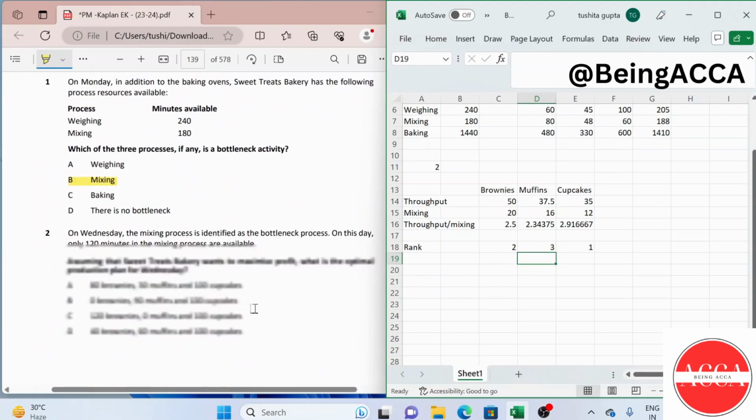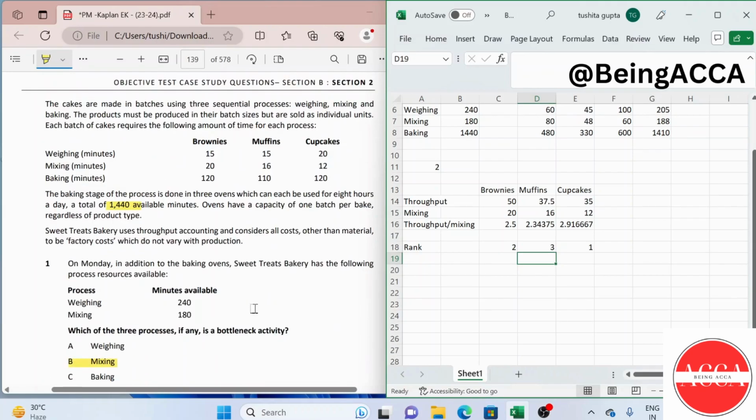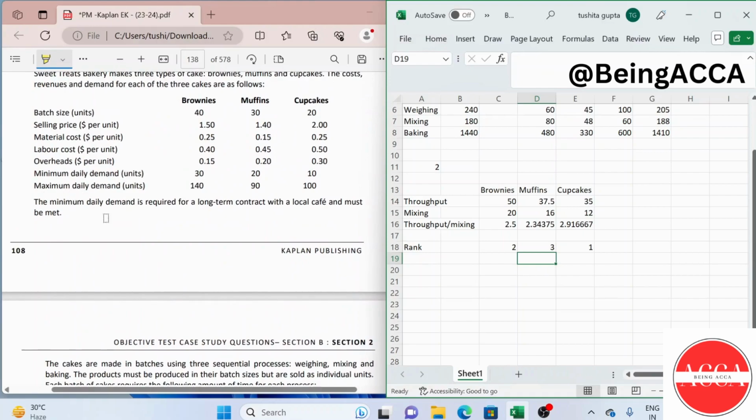Now let's find out how many units of all these we will be producing. We also have to meet the daily minimum demand, right? So let's first meet that and then we'll optimize our production plan according to our ranking. Now let's see, to meet this demand, how much of these 3 products do we need to have?